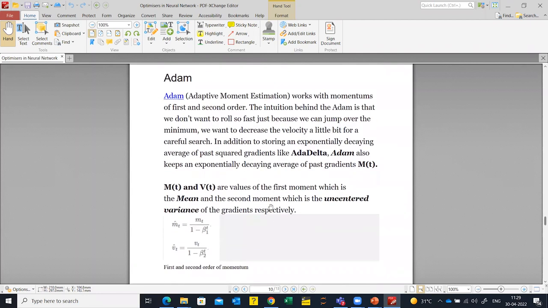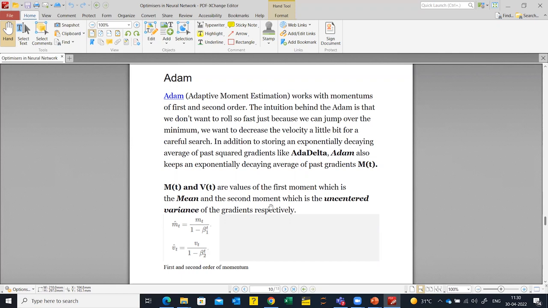Now, coming to the rescue is ADAM. ADAM is very popular in the optimizers of deep learning. So ADAM is called adaptive moment estimation, which works with momentums of first and second order. The intuition behind ADAM is that we don't want to roll so fast because we can jump over the minima. We want to decrease the velocity a little bit for a careful search.